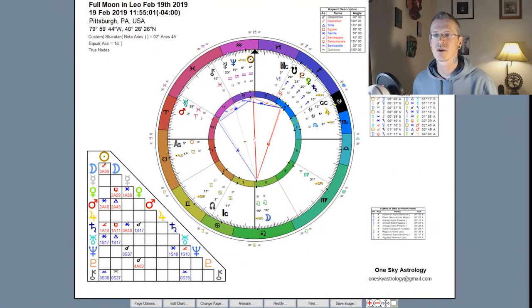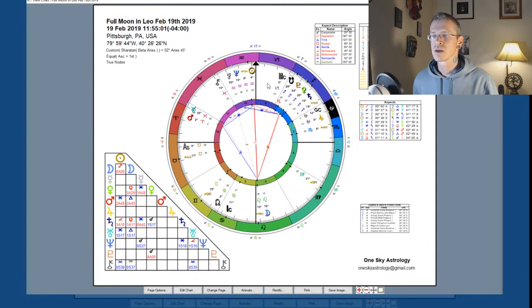So that new moon was in conservative, reserved, kind of cold Capricorn, and the full moon is going to be in Leo. But in the time that it's taken the moon to move from Capricorn to Leo, the sun has moved into the constellation of Aquarius.